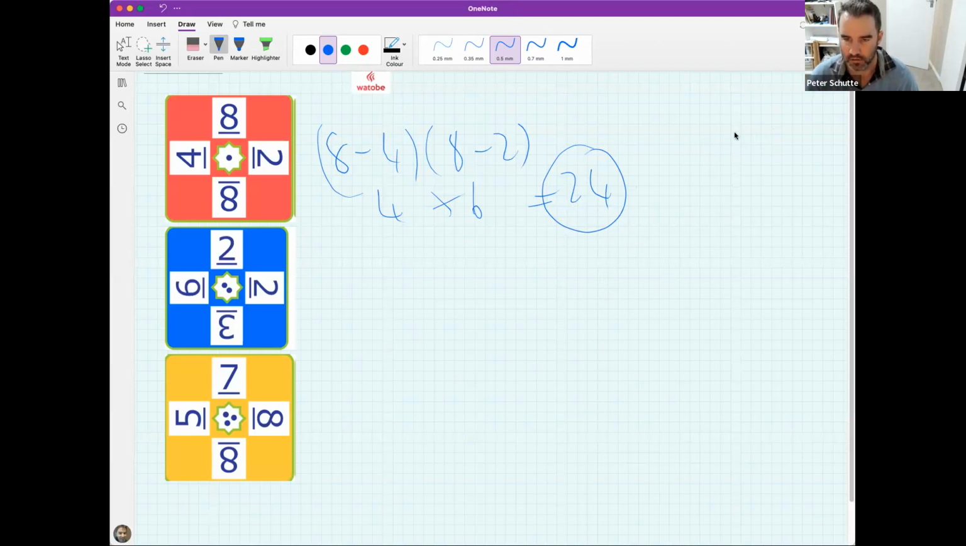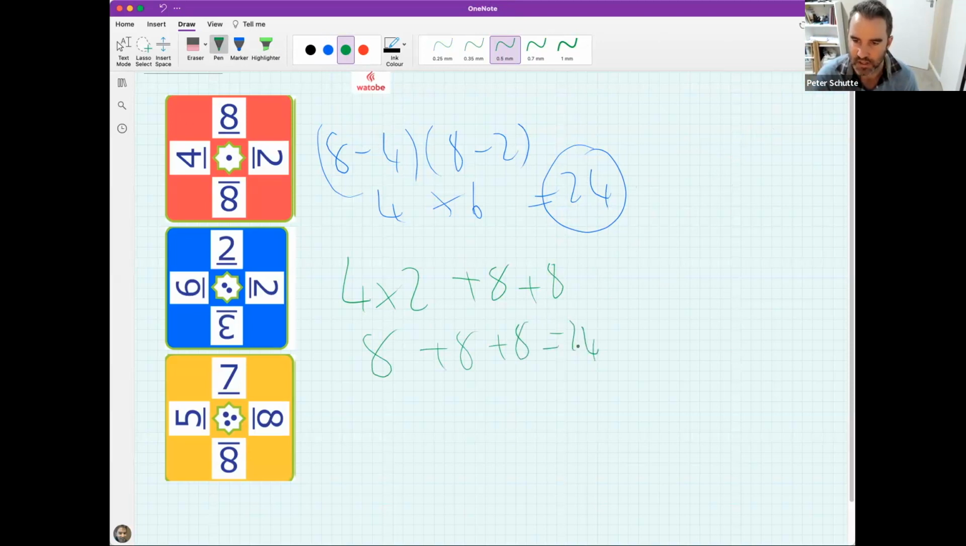So Lutando has said, what about 4 times 2 plus 8 plus 8? So 4 times 2 plus 8 plus 8, which would be 8 plus 8 plus 8, which is indeed 24. Yes, Lutando, that is fantastic. Well done, Lutando.